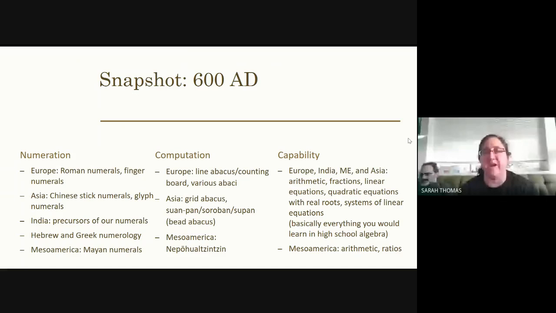They could also solve quadratic equations, provided they had real roots, because imaginary numbers and negative numbers had not been invented yet. They could also solve systems of linear equations. And another thing that they could solve is linear Diophantine equations. Now, that's not one you see in your high school curriculum. That's basically a linear equation in two variables, but instead of having a system of two of them, you only get one, and they have multiple solutions.